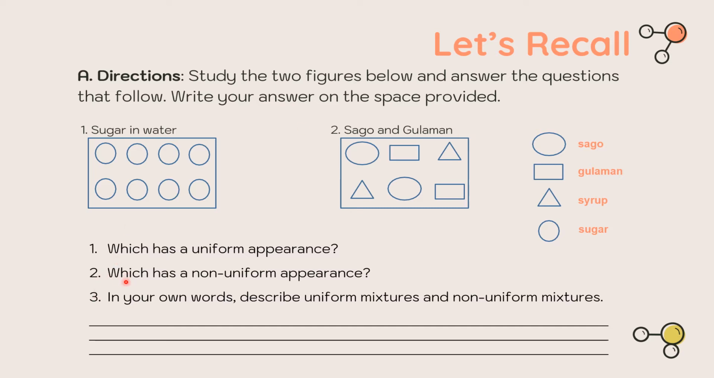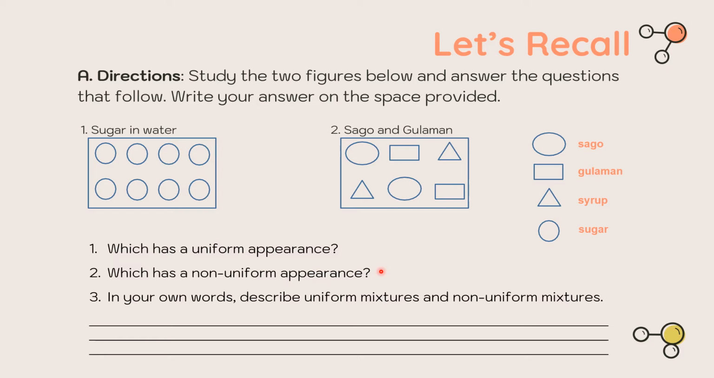How about question number 2: Which has a non-uniform appearance? Non-uniform appearance is one wherein you can still see the properties of each component of the solution. Just like here, the oval represents the sago, the triangle is the syrup, and the rectangle is gulaman. So what do you think is the answer for number 2?